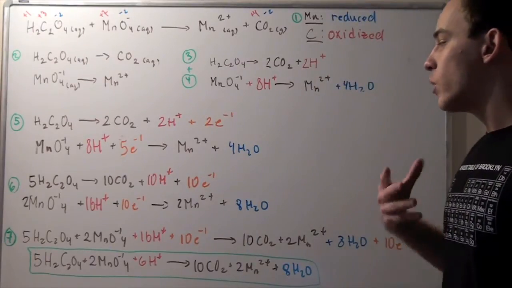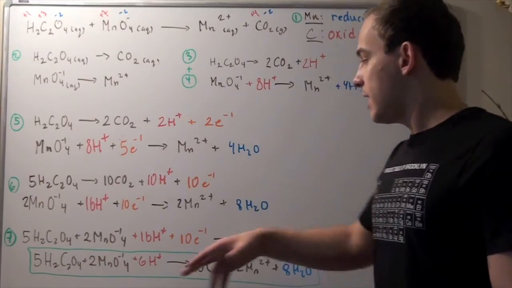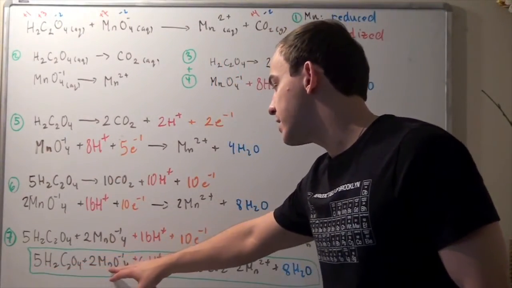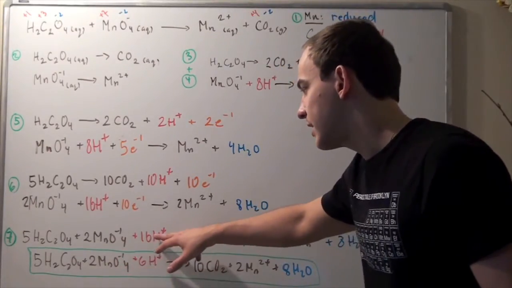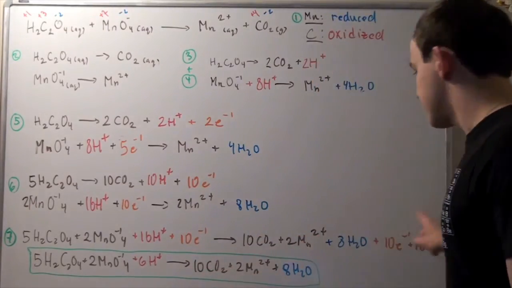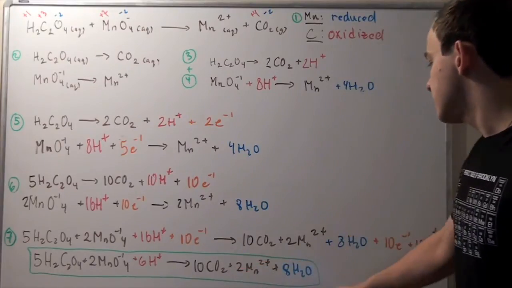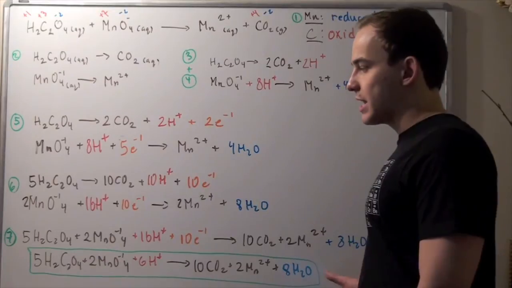So my final balanced redox equation is 5H2C2O4 plus 2MnO4 minus plus 6 H+, because I subtracted 10, gives me 10 carbon dioxide plus 2 Mn2+ and 8 water molecules. And this is my final net redox reaction, and it's balanced.